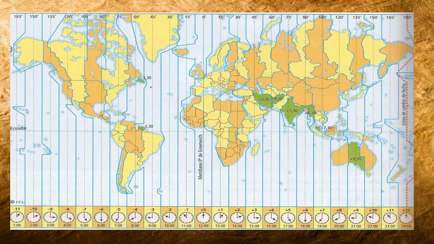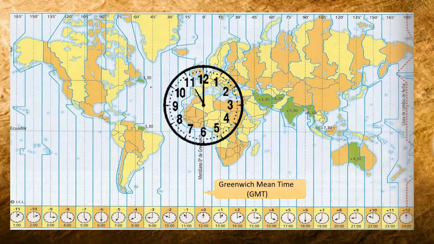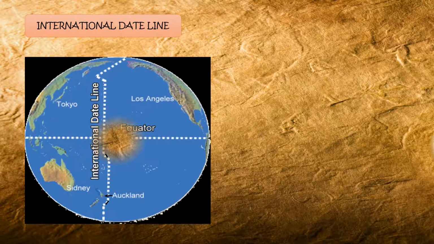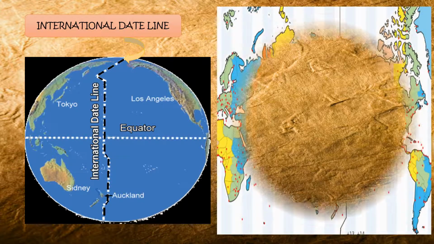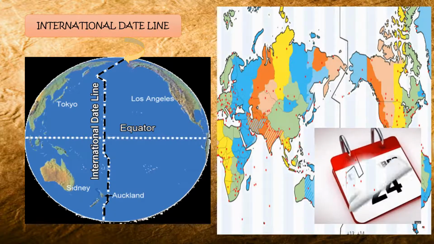Students, we all know about the GMT concept, that is Greenwich Mean Time, which helps us to keep the whole world in time zones and to keep the time across the world. Students, you have to remember one thing: there is one more concept, that is the international dateline. As you can see in this image, the international dateline is shown with a dotted black line. The international dateline helps the world to keep the date, that is the calendar date.